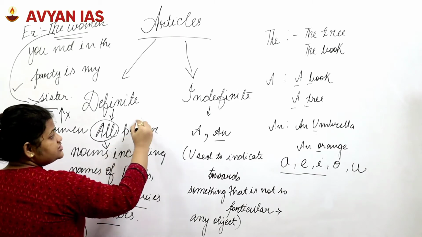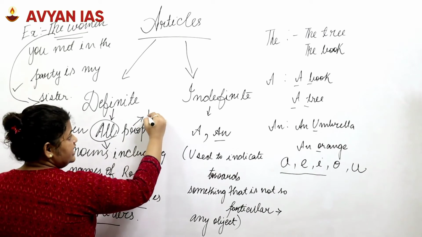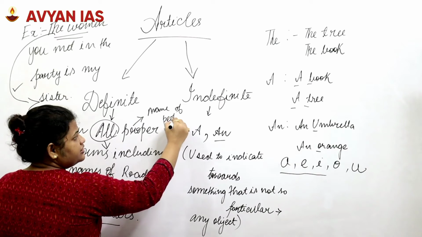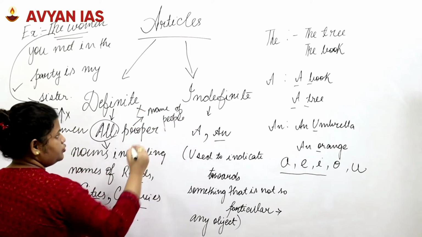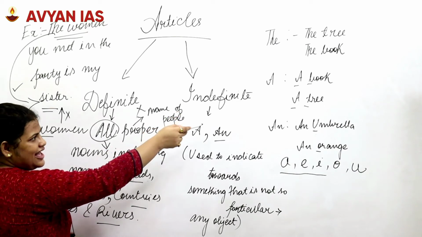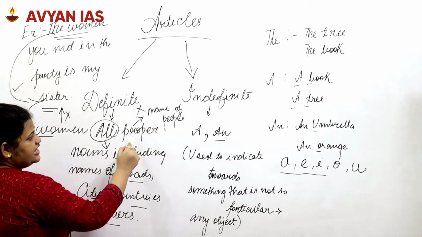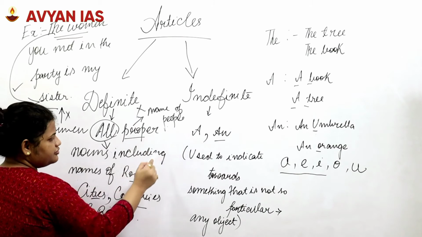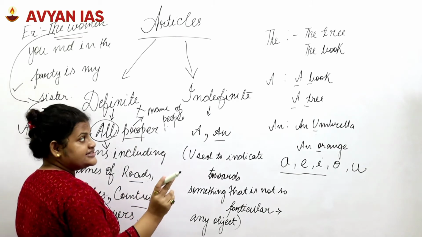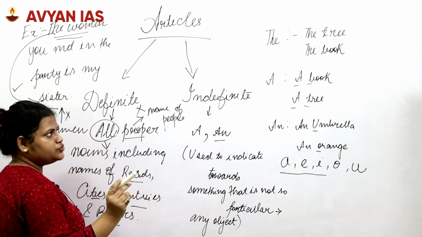By proper nouns I do not mean the name of people. Name of people never begins with an article. Neither of the articles, neither with a or an or with the. The name of people will never begin with articles. Remember this always.